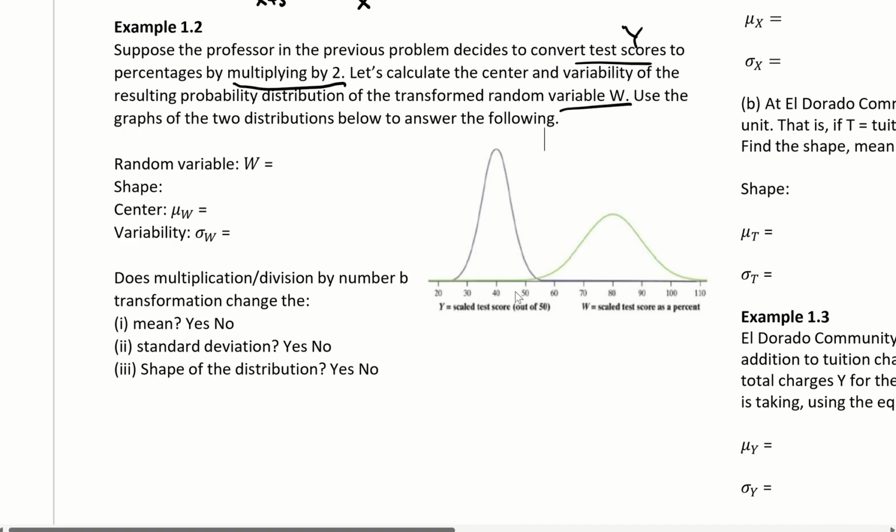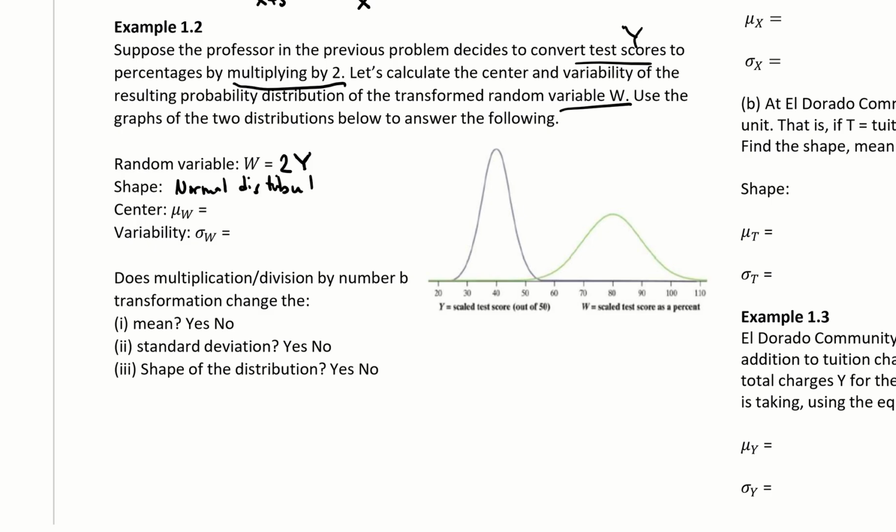All right, so you have the graphs here. We'll get to that in a second, but let's define the random variable. The random variable is W equals 2 times Y, right? W is equal to 2 times the test score from the previous problem. Now look at the shape. This is the original, this W is the transformed, right? Notice that the transform is still a normal distribution. So still the same shape. The shape has not changed.